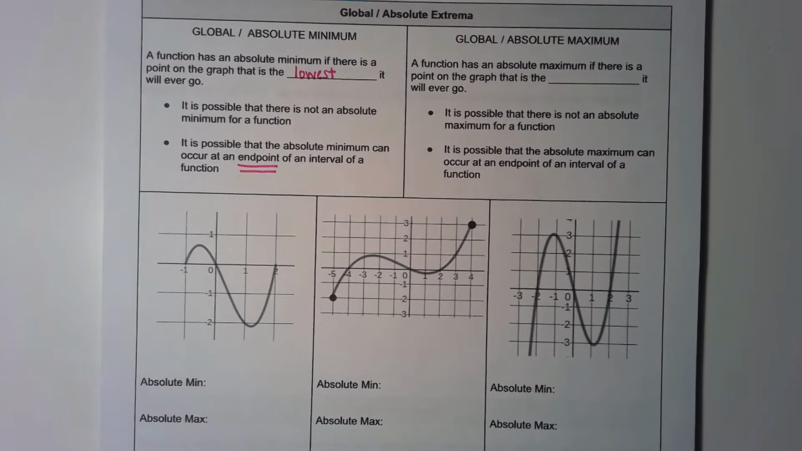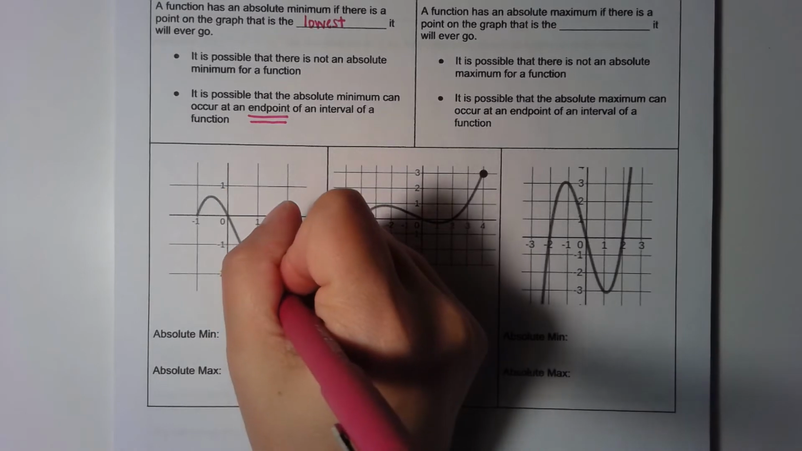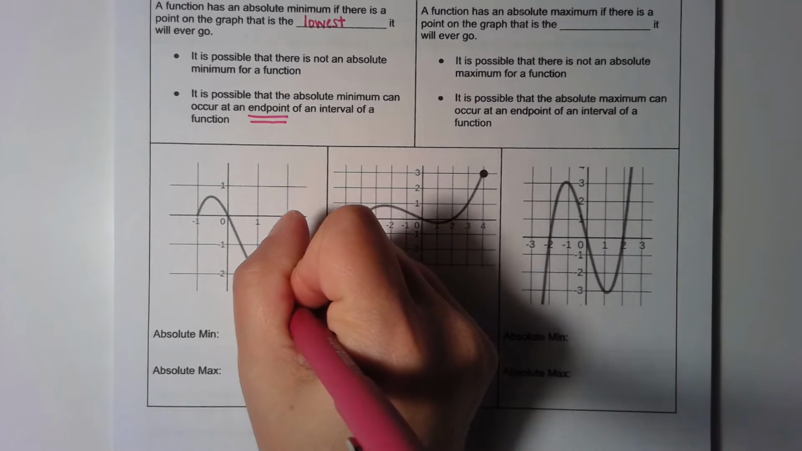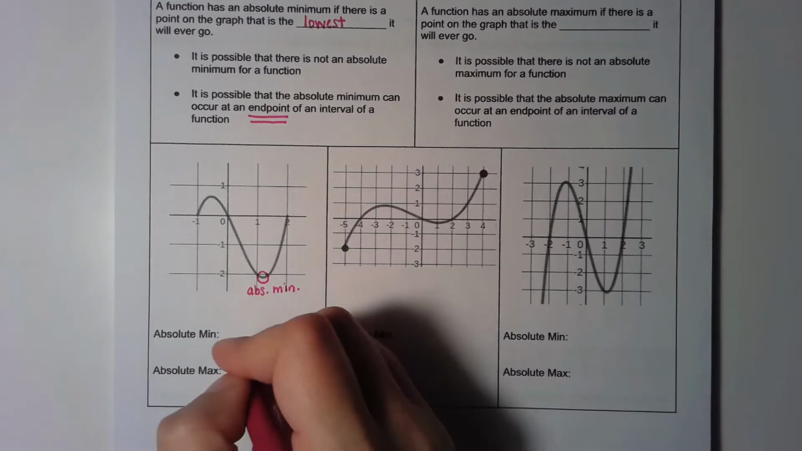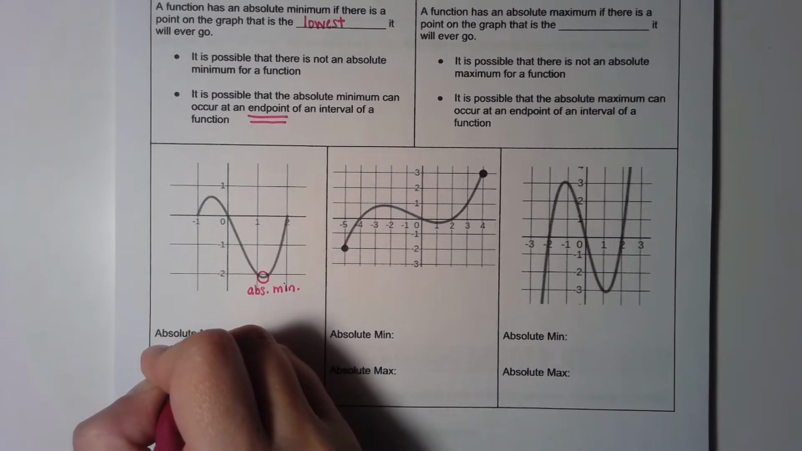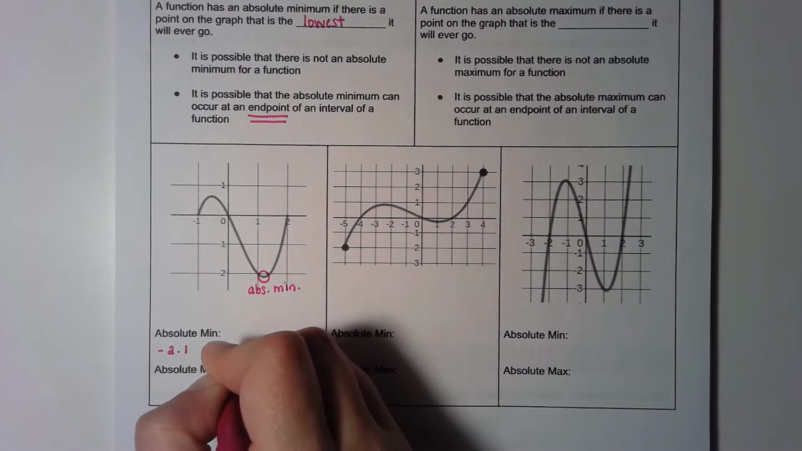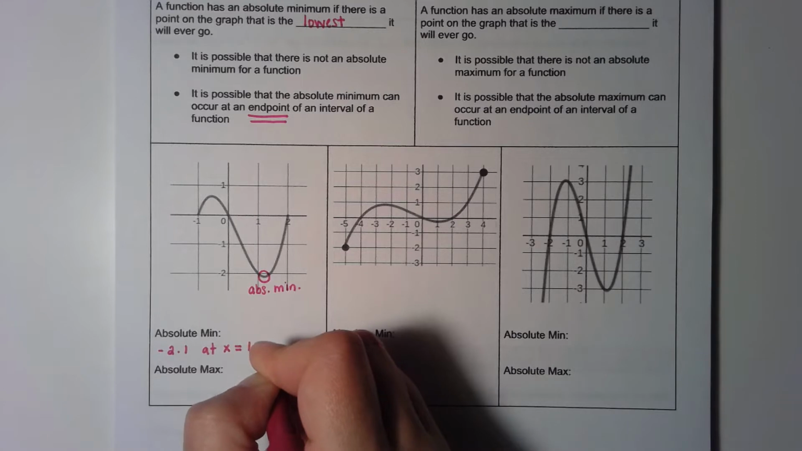So let's look at the absolute minimums for these graphs. So again, the lowest the point is ever going to go. In this first picture, the absolute minimum would be right here, because that would be the lowest the graph is ever going to go. So we would say that the absolute minimum value here is negative 2 point something. I'm going to call it 2.1 at the place where x is equal to, I'm going to call it 1.2.